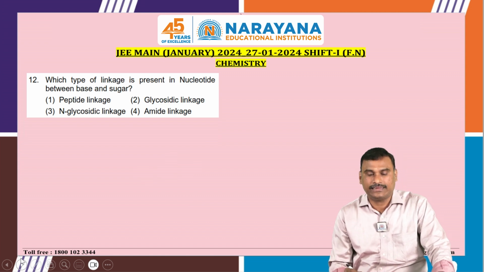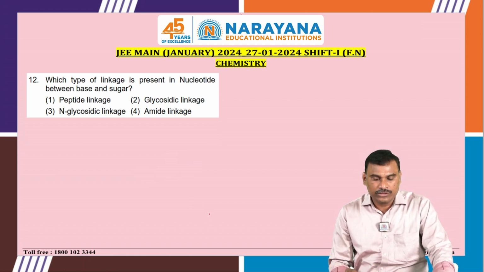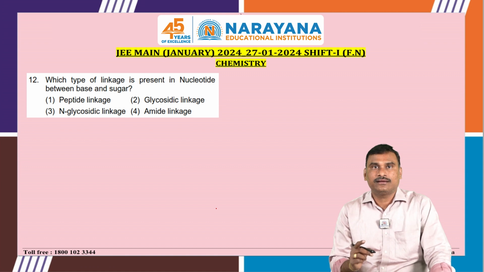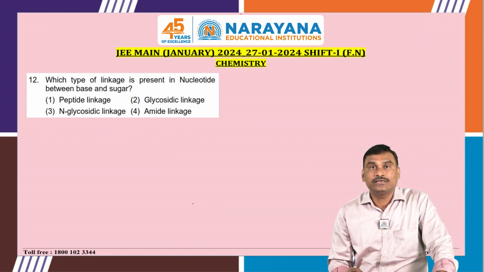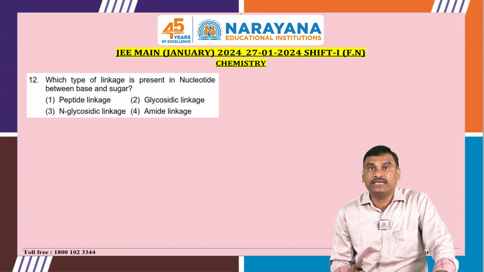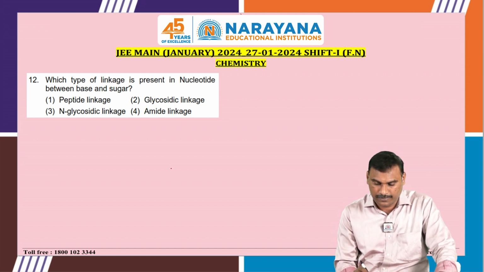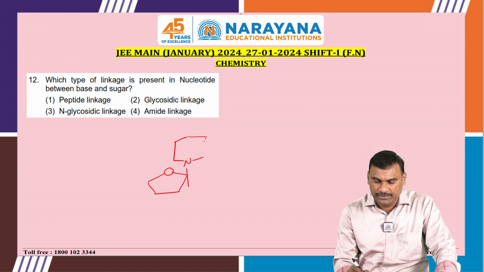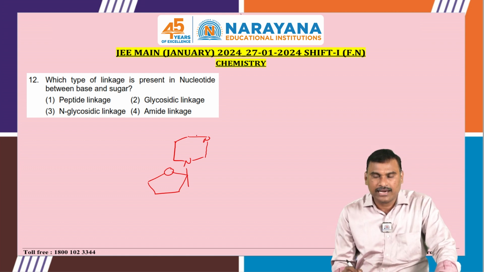Next question, student, 12th. Which type of linkage is present in a nucleotide between base and sugar? I think most students get confused in this question, since you are thinking that it is the linkage between two nucleotides. No, student, the question is not the linkage between two nucleotides. It is the linkage between the base and sugar, like this. Sugar and base. It may be a purine base or a pyrimidine base.